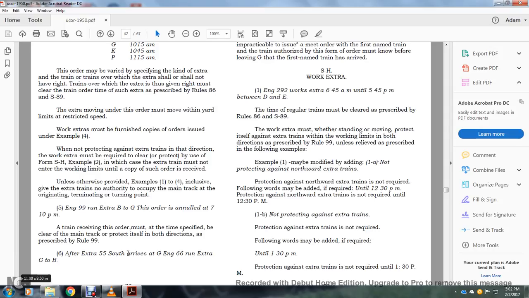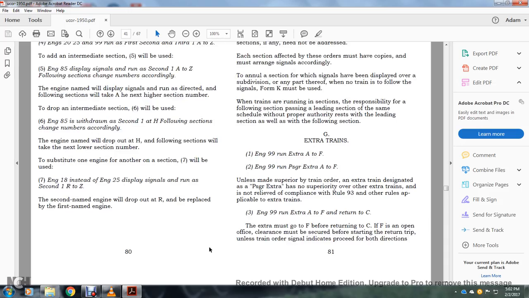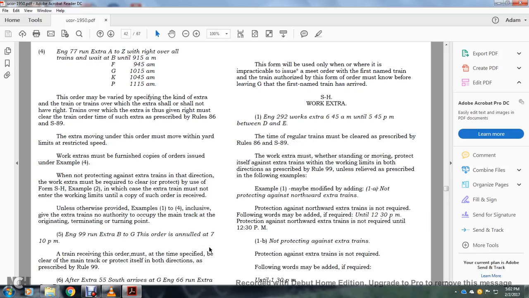After extra 55 south arrives at G, engine 69 runs extra G to B. This form will be used only where it's impracticable to issue a meet order of the first name train. The train authorized by this form must know before leaving G the first name train has arrived. All right, SH form.